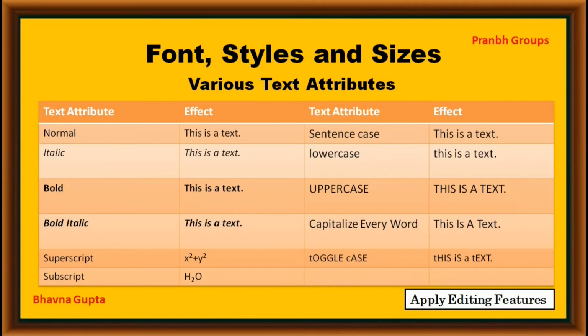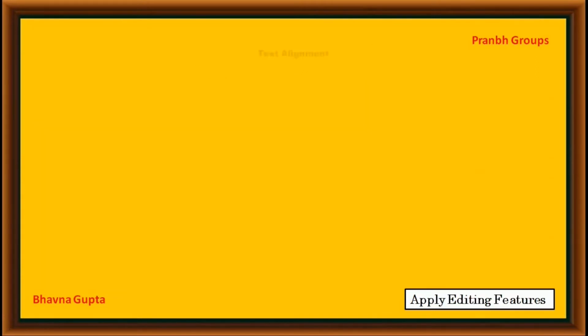Next one, text attribute. The appearance of the font is controlled by the text attribute set by the user. To emphasize certain things and points, you may assign a text attribute to the selected text that makes it appear differently from the normal text. Here, these are text attributes: normal, italic, bold, bold italic both, superscript, subscript, sentence case, lowercase, uppercase, capitalize every word and toggle case. These are text attributes. And some effect examples.